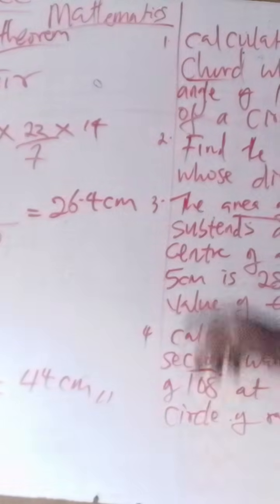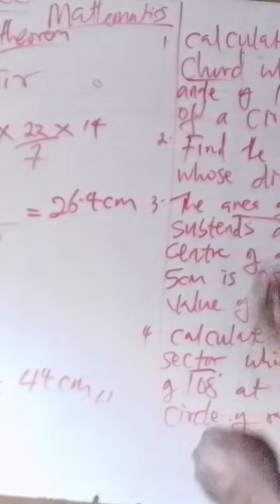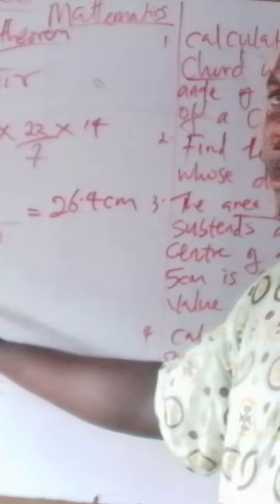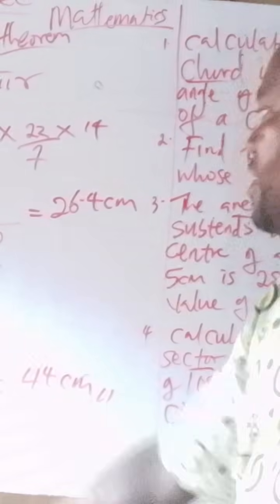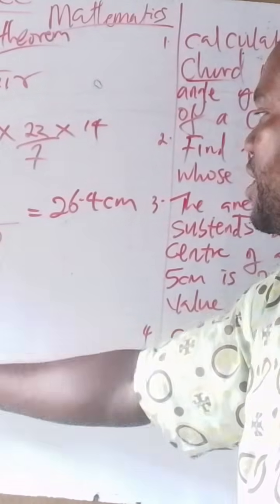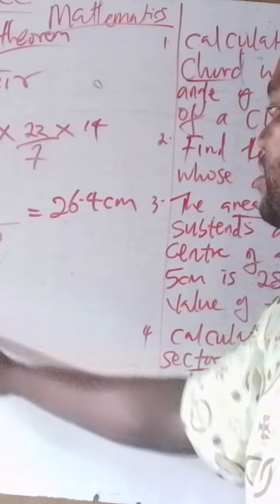Then for number 2, they say find the perimeter of a circle. First of all, I put down the formula for the perimeter of a circle, which is 2 pi r. The perimeter of a circle is equal to 2 pi r. Then after putting it down, my 2 came down, my pi is what? 22 over 7, my radius is what?